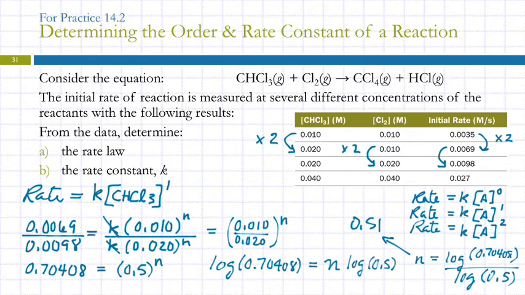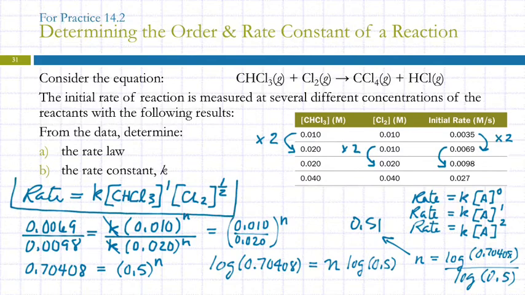Now, orders of reaction are not going to be messy decimals, nor will they be complicated fractions. So 0.51 is close to the fraction 1/2, right? So the order is 1/2. So this is an order of 1/2 with respect to Cl2. So that's the rate law. Any questions?